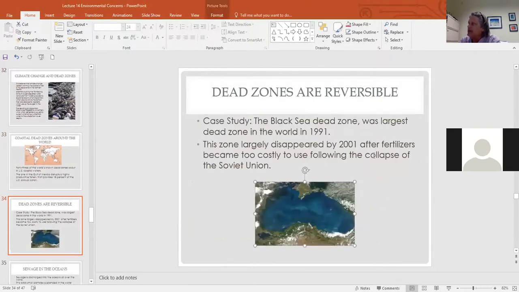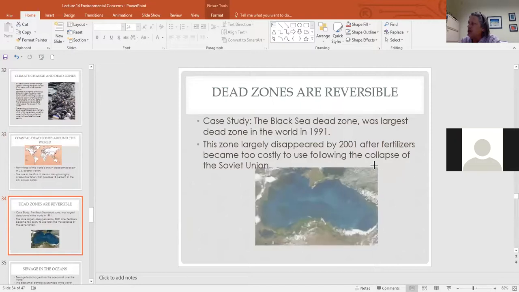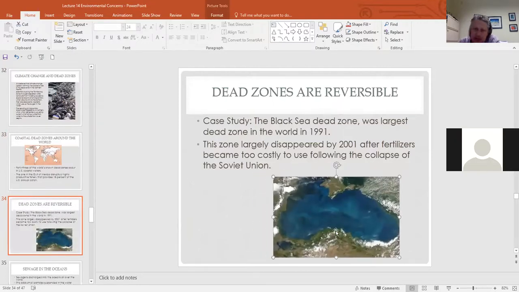The Black Sea dead zone was the largest until the Soviet Union collapsed. When the Soviet Union collapsed in the early 2000s, you don't want this to happen. The farmers in the country went bankrupt and people were starving, but they couldn't afford the fertilizer. And when you weren't fertilizing, the dead zone disappeared and the species all recovered. So dead zones are proven to be reversible.